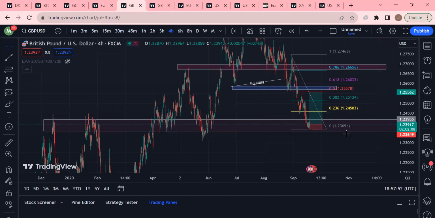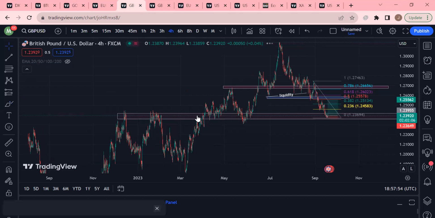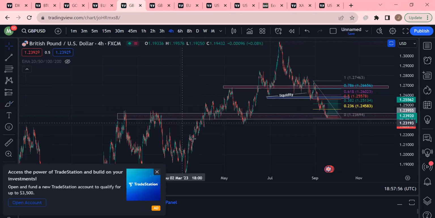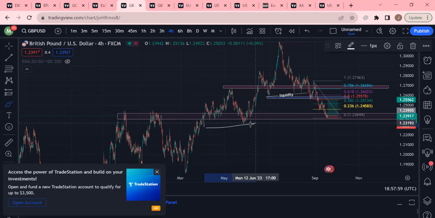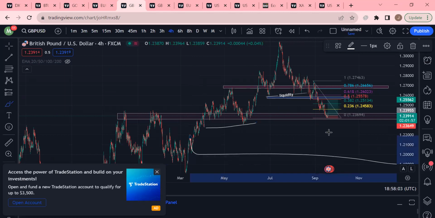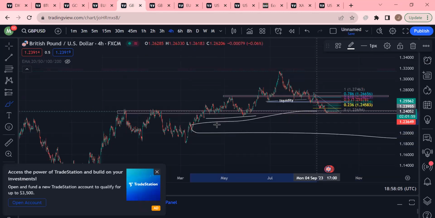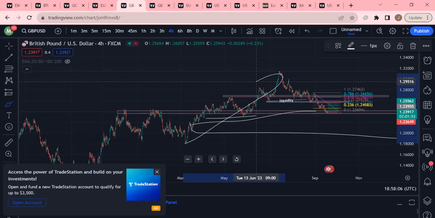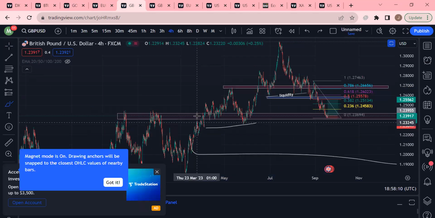Then GP will also do what? Break below it and take all these liquidities out. There are liquidities here to take them out and come back to these demand zones. I guess it comes back to this major demand zone because we're still trading in between that move on the daily.